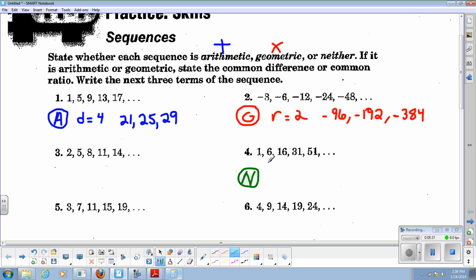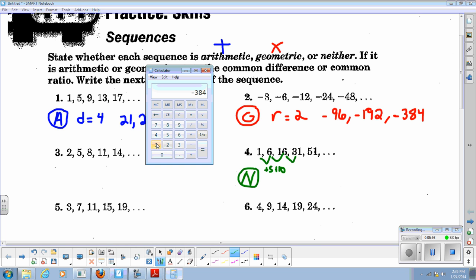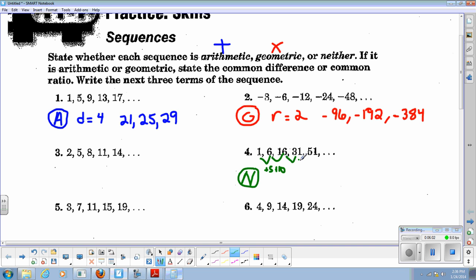So let's see if we can figure out what the pattern is. The difference between 1 and 6 is plus 5. What is the difference between 6 and 16? That's plus 10. Let's see, plus 5, plus 10. Is it plus 15? 16 plus 15 is 31, so that is a plus 15. So I have an addition pattern going here: the amount I'm adding each time is always increasing by 5.